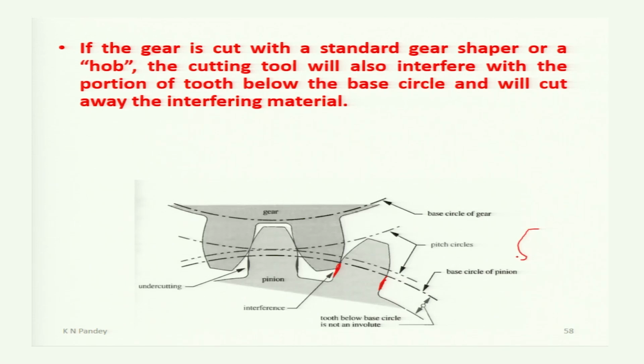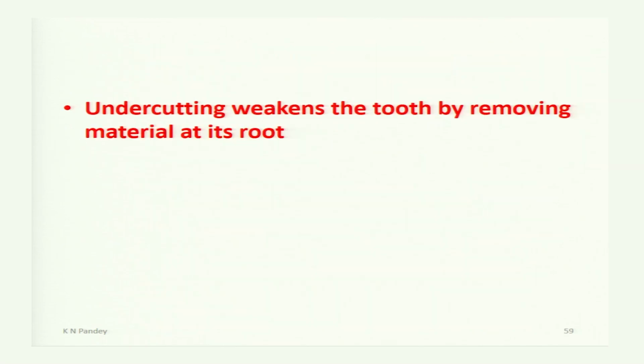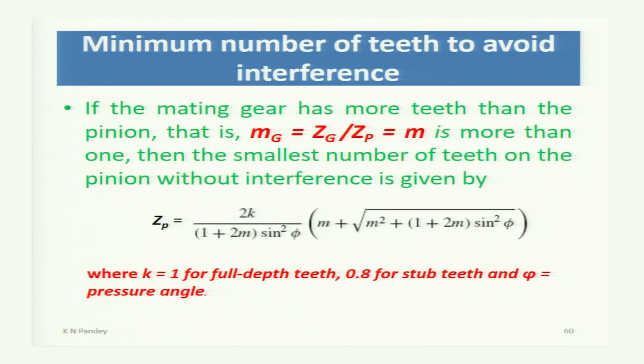Undercutting is there. This leads to undercutting of the tooth. In the figure, the shaded portions of the teeth are below the base circle. They are going to cause interference. Undercutting weakens the tooth by removing material at its root. Now, a minimum number of teeth on the pinion is required to avoid interference.